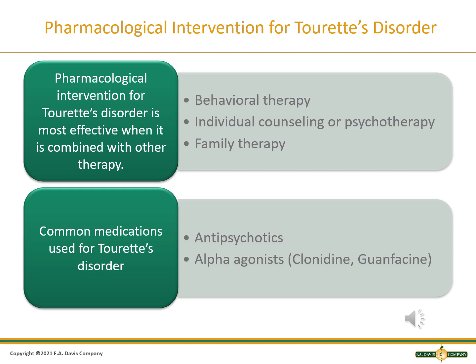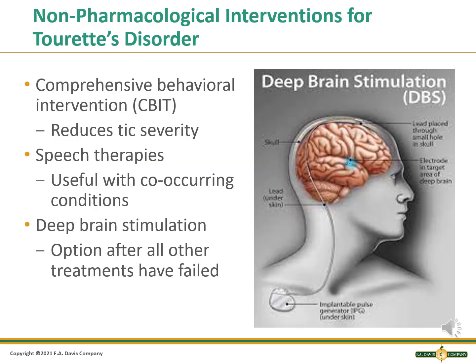Medications that are used in treating Tourette's disorder include antipsychotics and alpha agonists. The conventional antipsychotics, haloperidol (Haldol), pimozide (Orap), and aripiprazole (Abilify), have been approved by the FDA for control of tics. Non-pharmacological treatments for Tourette's disorder include comprehensive behavioral intervention. CBIT reduces the severity of tics by teaching how to recognize and manage environmental triggers.